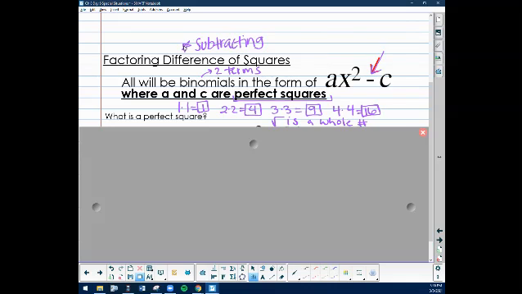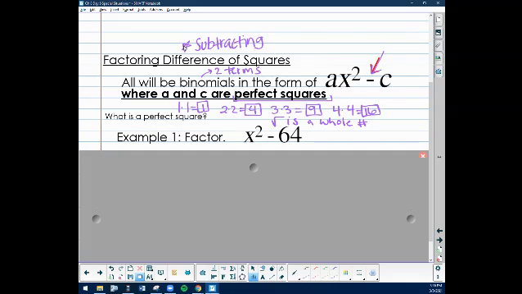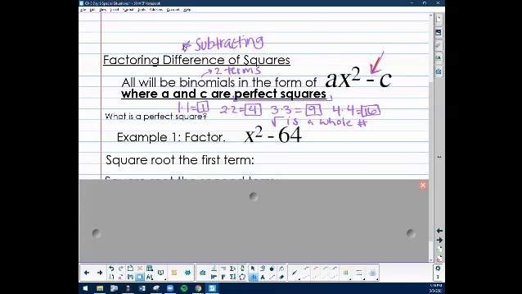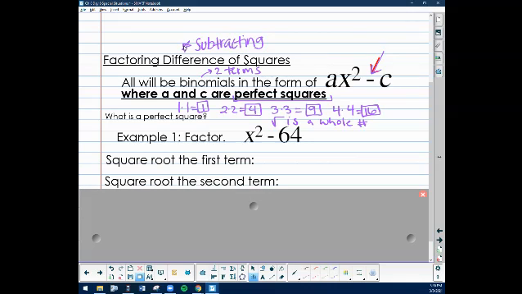So here's our first example. It says factor x squared minus 64. I'll tell you the shortcut, and then I'll explain a little bit why it works. This is what Delta Math is going to tell you. It's all the information it's going to give you. It's going to say square root the first term.